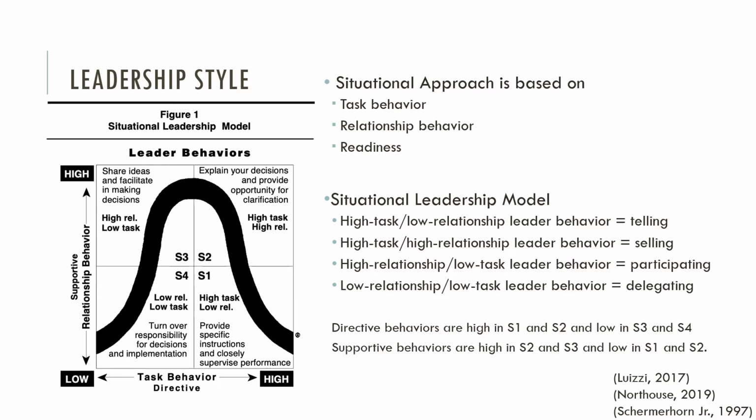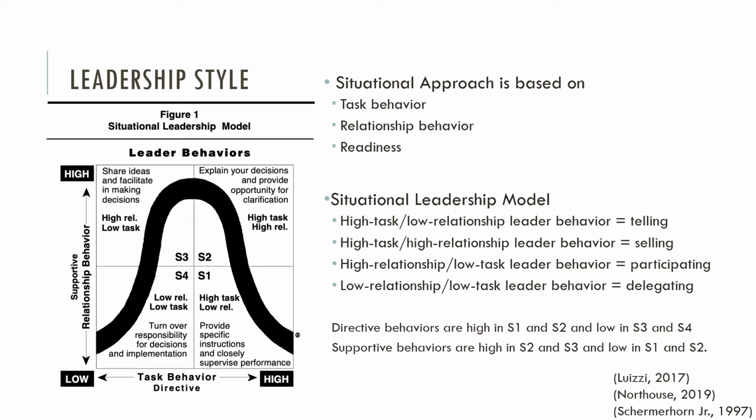So the top left box represents high relationship, low task leader behavior, which is also known as participating, because with this style, the leader and followers share decision making through two-way communication and much facilitating behavior from the leader, since followers have the ability and knowledge to do the task.